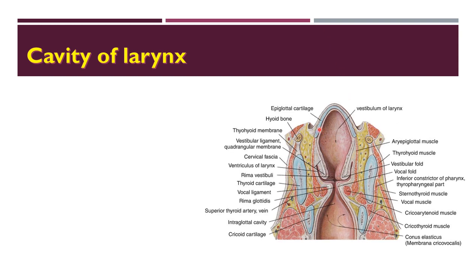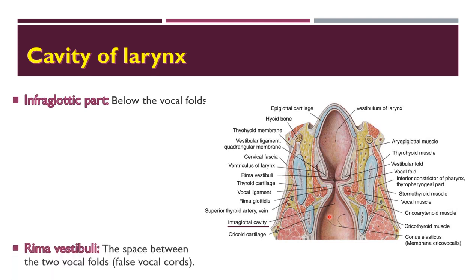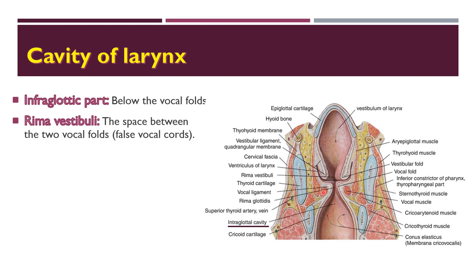Next, coming to the other features, we have seen this is the vestibule and that is the sinus of the larynx. The infraglottic part is the cavity of the larynx below the vocal folds, and it is somewhat like a truncated cone. It will be continuous with the rest of the respiratory tract, that is the trachea. Then the space between the two vestibular folds is called the Rima vestibuli.